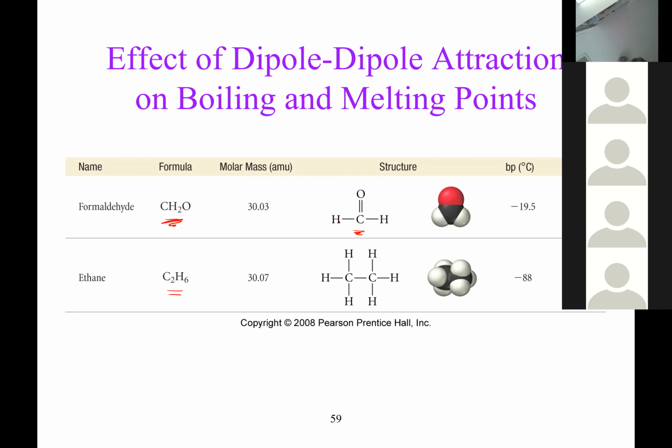So I might give you these two molecules and ask you what kind of IMFs can they have? And the answer is, for formaldehyde, you would say dipole-dipole interaction and dispersion forces. For ethane, you could say only dispersion forces because there are no polar bonds. And then another question would be, which one will have a higher boiling point? And it's going to be the one that has the dipole-dipole interaction.